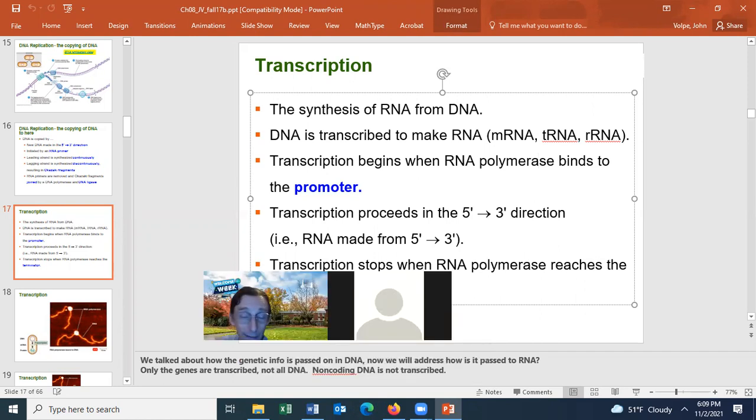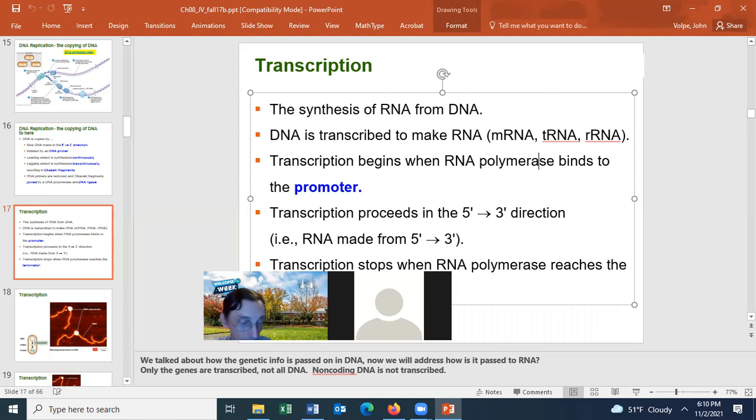It's important to realize that when DNA is replicated, all of the DNA is replicated. When the DNA is transcribed, only some of the DNA is transcribed. Only the genes are transcribed. Any DNA that is not a gene will not be transcribed. So the non-coding DNA is not transcribed.